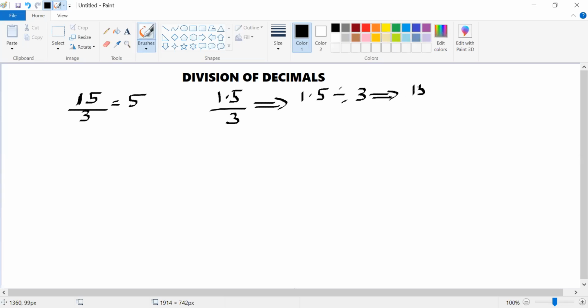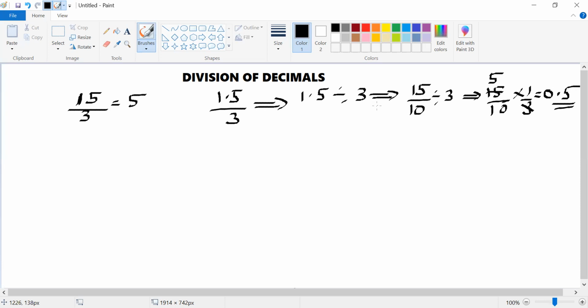So it will become 15 by 10 divided by 3. Division of a fraction means multiplying with the reciprocal. So it is 15 by 10 into 1 by 3. Don't touch this 10, keep it there. 3, 15, 5 times. 5 by 10. Don't write it as 1 by 2; 5 by 10, we need to convert it into decimal. So 5 by 10 is equal to 0.5. This is how we divide by converting into decimal fraction.